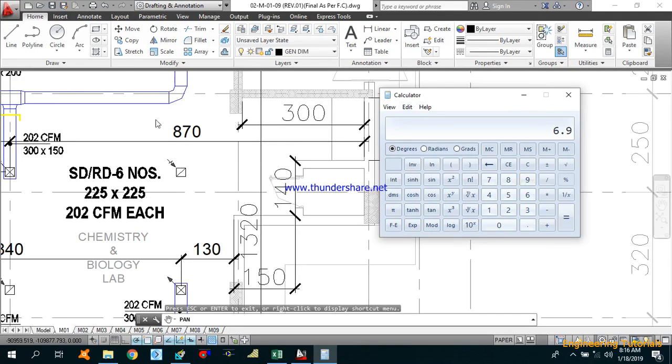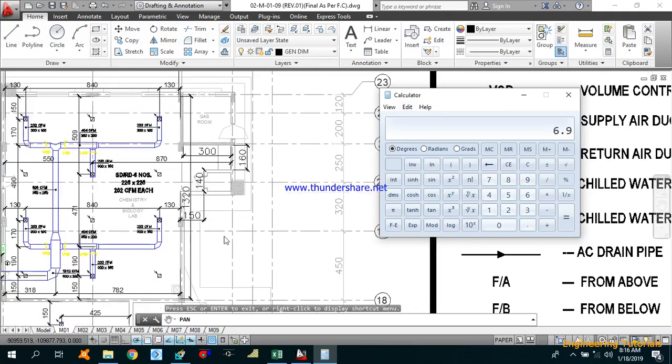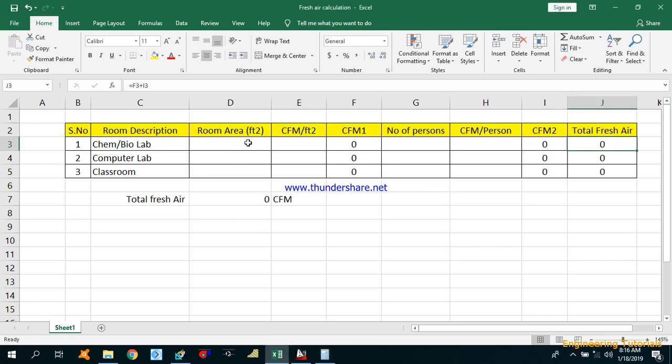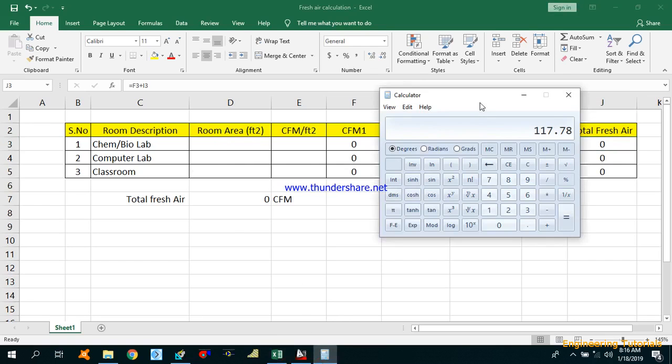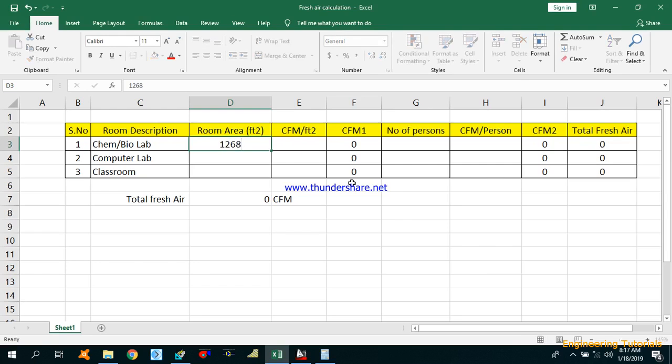6.9 square meters, plus we have already calculated that area, 8.4 into 13.2, 110.88. So total area is 117.78 square meters, but we have to put that area in square feet. To convert square meters into square feet, we multiply by 10.76. So 1267 square feet, about 1268, is the area of this lab. Okay, now let's go for computer lab and classroom.